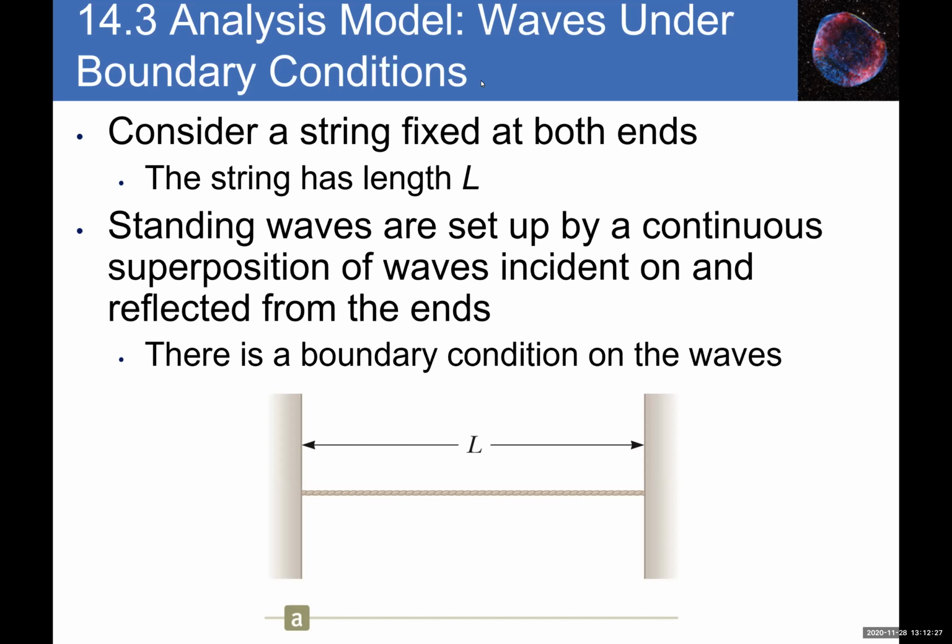Let's say we have a string that is fixed at both ends and it has a length L. In order to generate a wave, we pluck it and let it vibrate. The idea for the standing wave is that the wave can propagate like this, hit the barrier on the other side, and then reflect back on itself and generate a shape like this, and then just go back and forth between those, as we talked about previously.